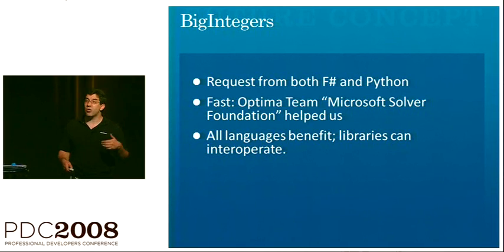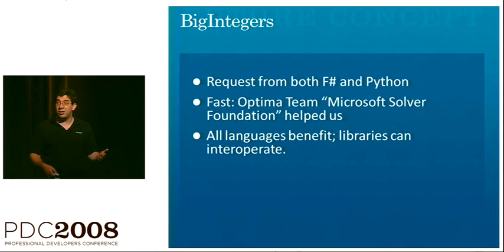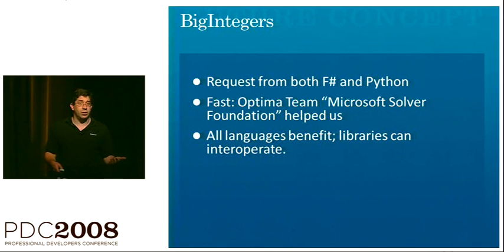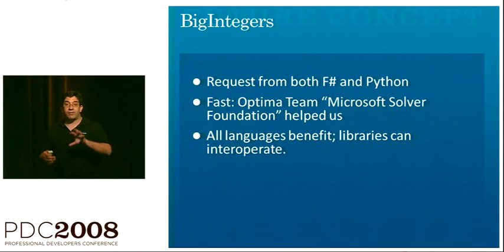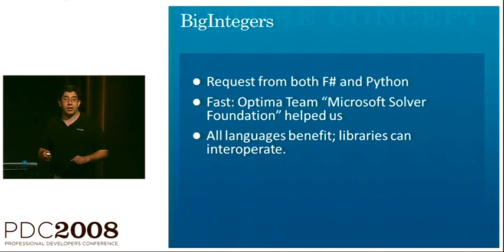We also want to make sure we did it right. It turns out it's easy to do a slow implementation of big integer. It takes some work to do a fast one. So we worked with the Optima team, who are mathematical experts at Microsoft. They build the Microsoft Solver Foundation, and we had them help us write that code. So it's just the best of all possible worlds. You've got fast, great code, your libraries interoperate, C# gets some of the benefits that we found in some of these other dynamic languages.